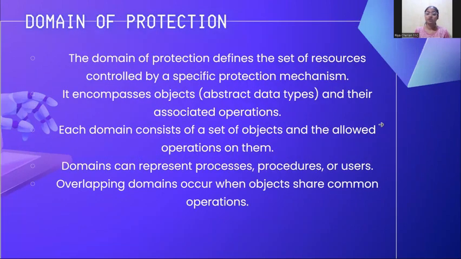Moving on to domain of protection. The domain of protection defines a set of resources controlled by a specific protection mechanism. It encompasses objects and their associated operations. Each domain consists of a set of objects and the allowed operations on them. Domains can represent processes, procedures, or users. Overlapping domains occur when objects share common operations.